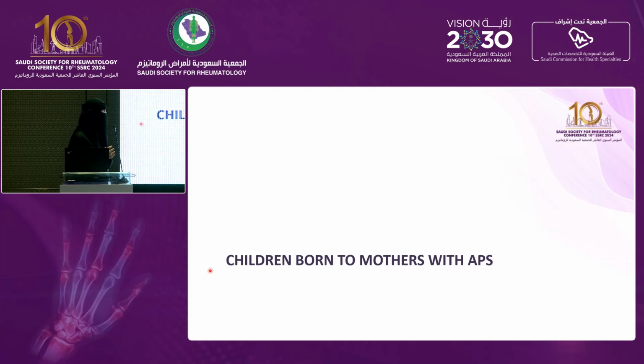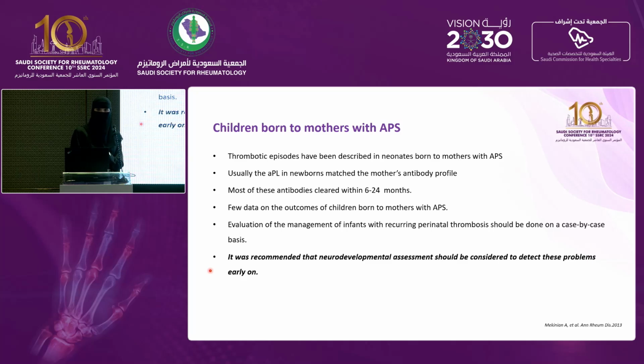The other entity of this disease is the children who were born to mothers with positive antiphospholipid antibodies. Thrombosis can happen with those babies; however, it's very rare to see thrombosis in infants of mothers with antiphospholipid syndrome. We will find the same antibody in the infant that was found in the mother, but it should be cleared by 6 months up to 2 years. And the outcome for those patients is very limited in the literature.